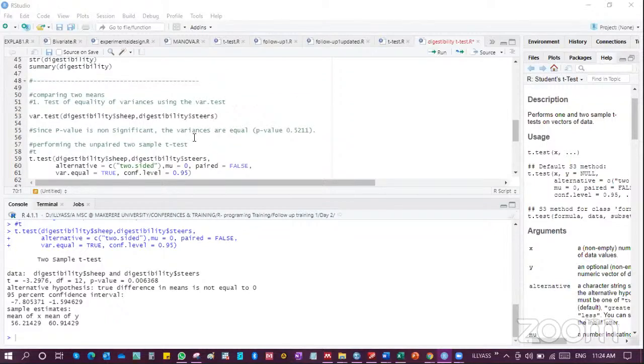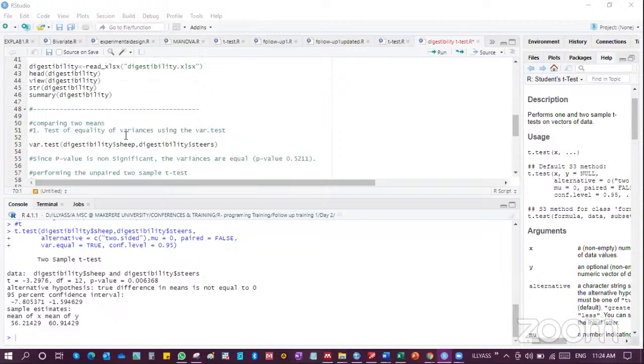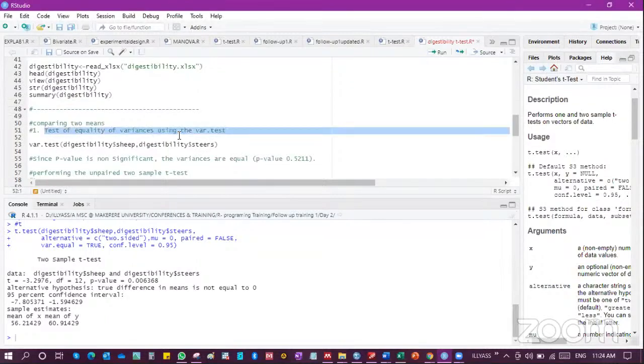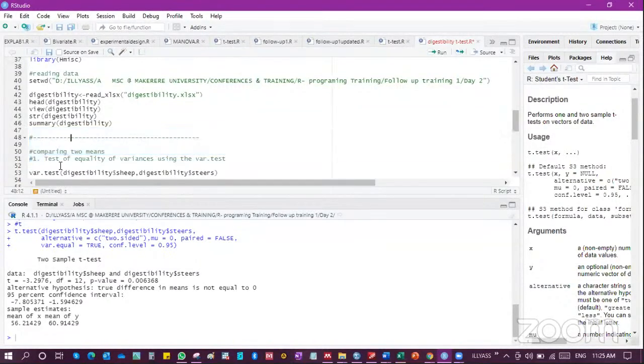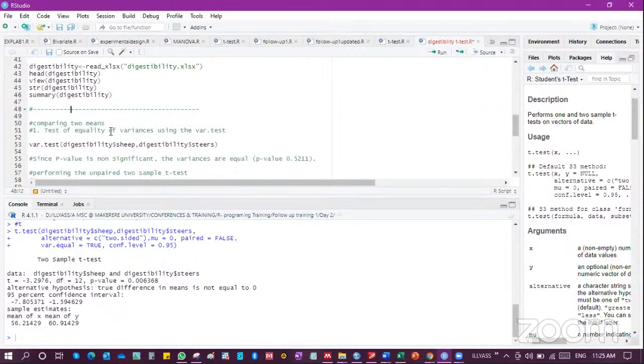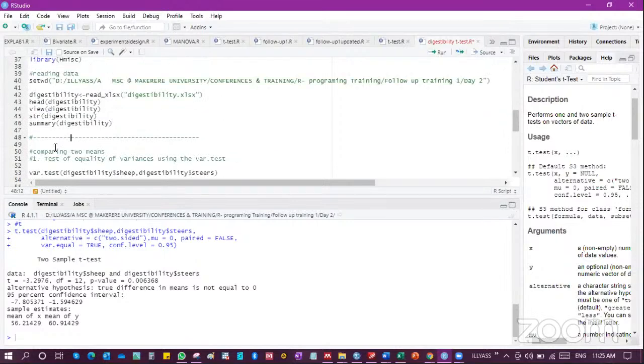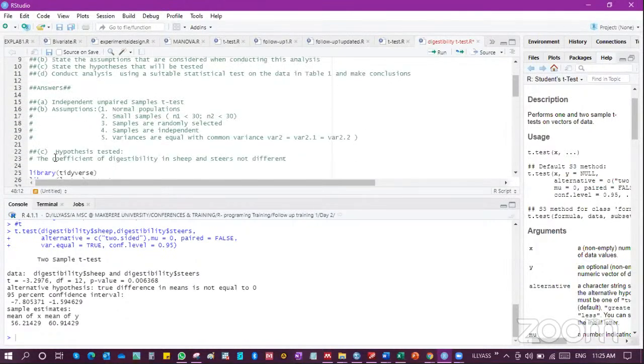Yeah, so with the null hypothesis, I want to highlight in blue the hypothesis that I tested here. So the t-test here assumes that the variances of the two samples are equal. So you are testing the hypothesis that the coefficient of digestibility in the ship and in the steers are the same. There is no statistical difference between the coefficients, whether the ship or the steer.